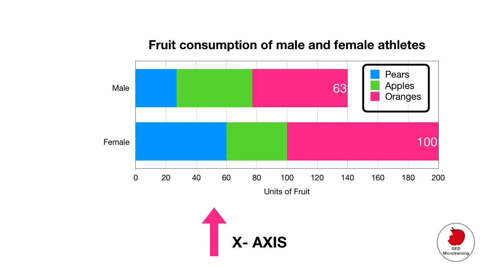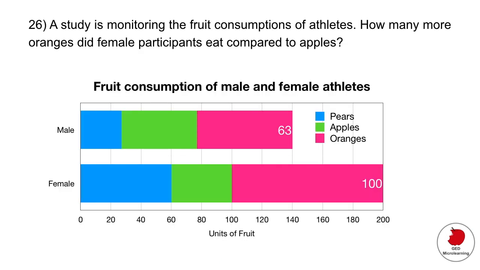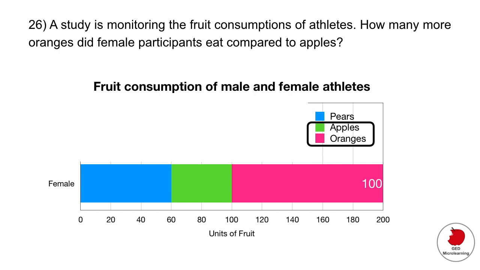Okay, so if we go back to the question, it's talking to us about apples and oranges, and it's exclusively asking us about female athletes. So just to not confuse yourself, I'm going to remove that top bar. Okay, so we're looking exclusively at females. And they're telling us how many more oranges they eat compared to apples.